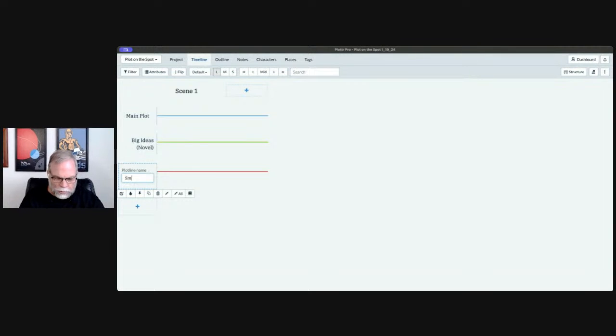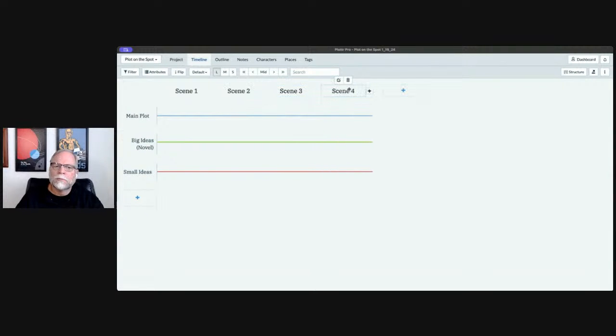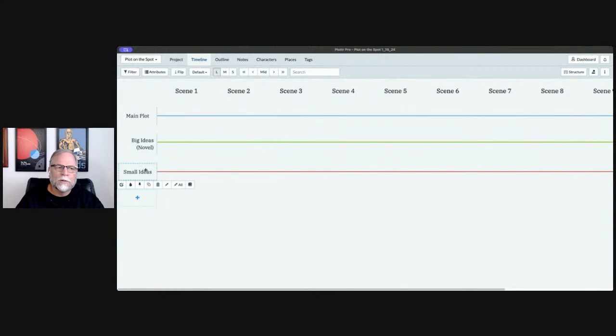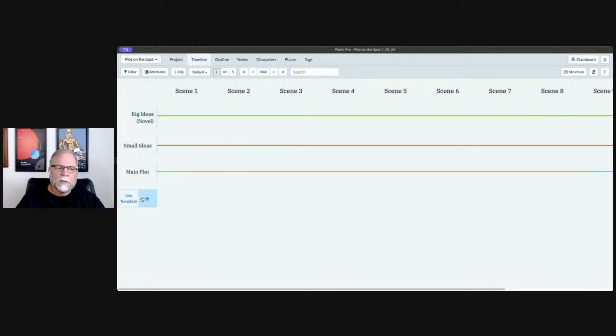This is going to be somewhere where we put small ideas, and we're going to make ourselves a whole bunch of room out here and add a whole bunch of scenes so we have lots of room to play with. We're going to move this main plot down here, and we're going to add a subplot that we can work with later. Okay, everybody ready for that?